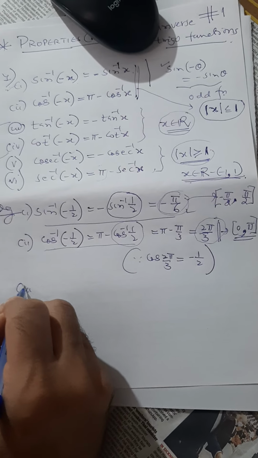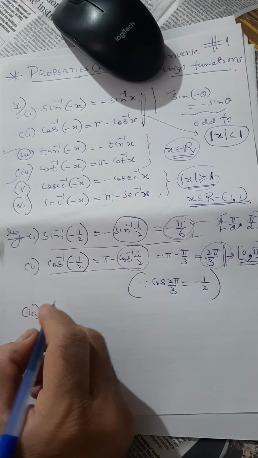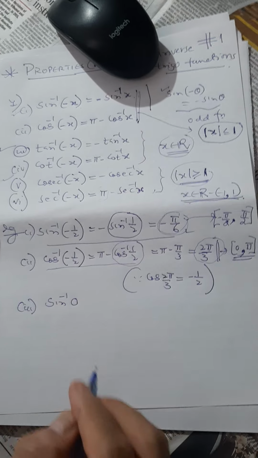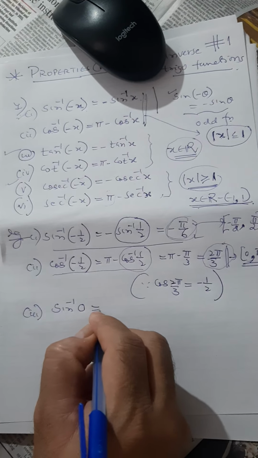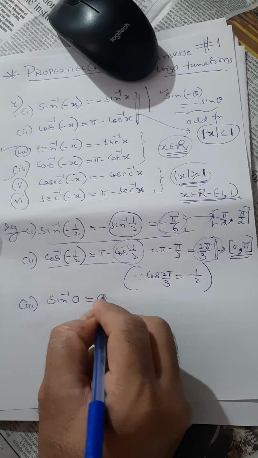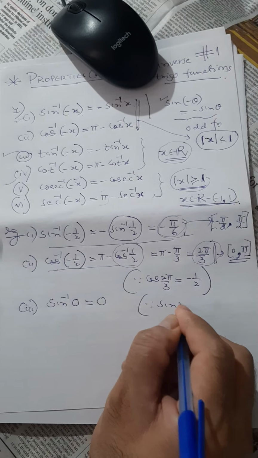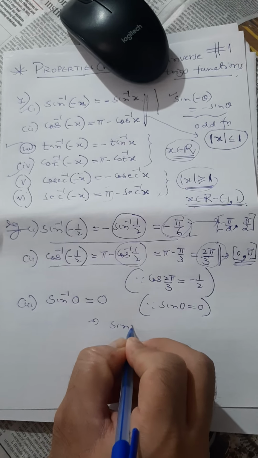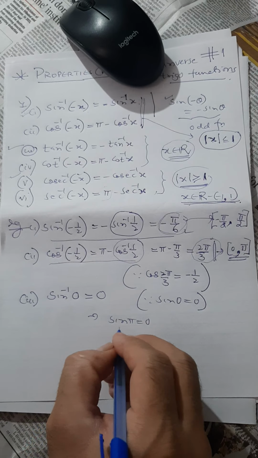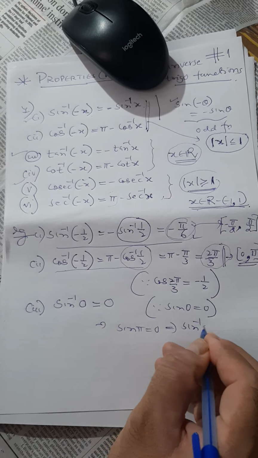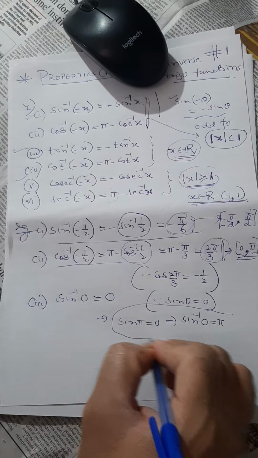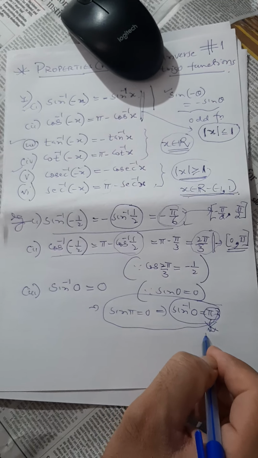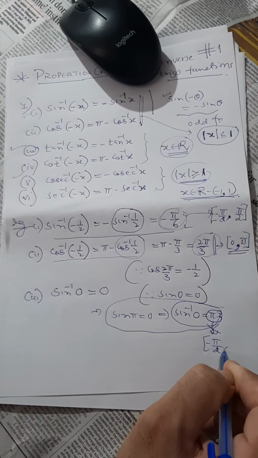Third one, for example, I want to write sine inverse 0. So your answer is obviously 0, because you know sine 0 is 0. But remember, you also know sine pi equals 0. So you cannot write that sine inverse 0 equals pi. This is not correct. Why? Because pi is not in the domain of the sine inverse function, that is minus pi by 2 to pi by 2.